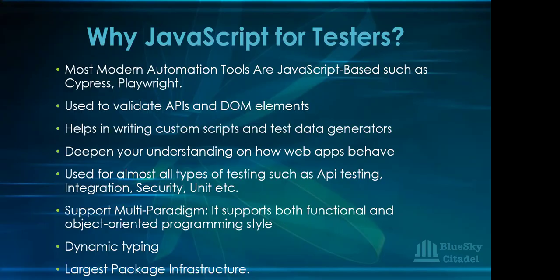So F sharp is also a functional programming language where functions are first class citizens, and there are a lot of rules that guide functional programming. But with an object-oriented programming language, you have your classes, you have your interfaces, and some properties such as inheritance. So we'll learn that later on, but not tonight's session. Okay. And it also supports dynamic typing, and it has the largest package infrastructure.